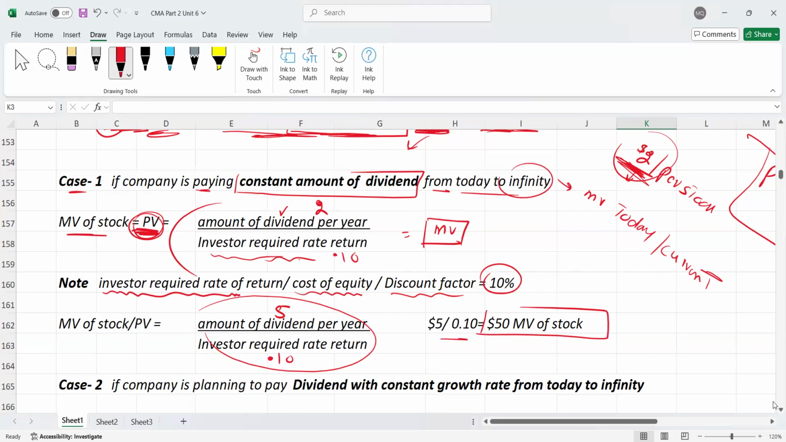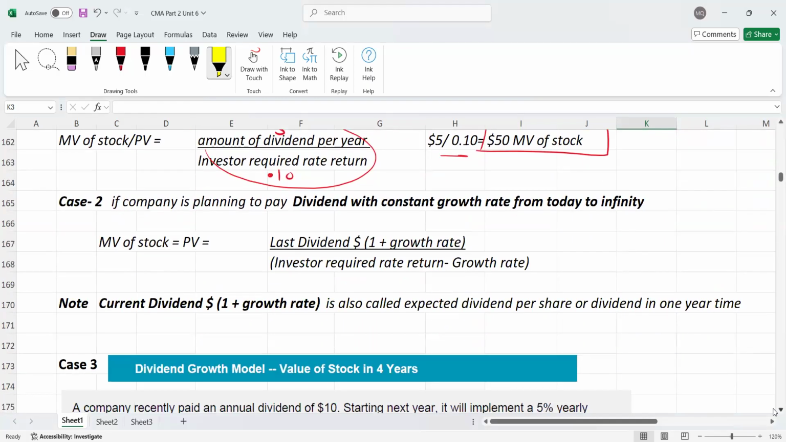This is how you will calculate the market value of the common stock if the company is paying a constant amount of dividend from today to infinity, and you are calculating the market value in today's terms, or the current market value. Then we have another case that works another way. Case number 2 I'm discussing now: a company is paying dividend with a constant growth rate from today to infinity.